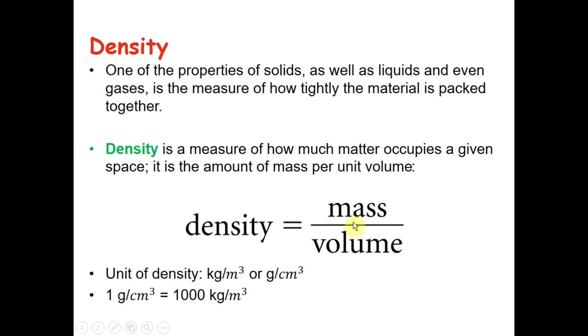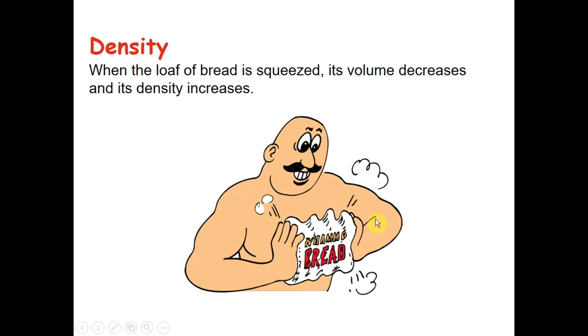Why? Because as you look at the equation, density and volume are inversely proportional. Inversely means when the volume becomes small, density becomes big. When volume becomes big, density becomes small. If you look at density and mass, those are directly proportional. So if the mass becomes bigger, the density becomes bigger. So in this question, as the volume decreases, the density will increase.